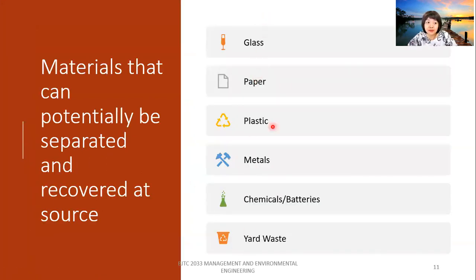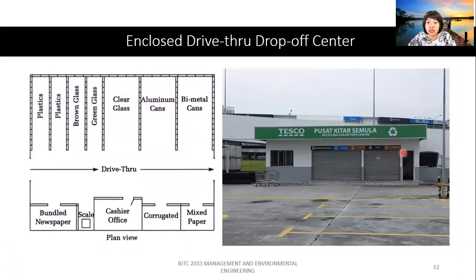So these are the materials that can be separated and recovered at the source, and then also can be recycled. We have glass, paper, plastic, metals, batteries, and also yard waste. Right. So this is one example of the drop-off centers. Sometimes when you go to Tesco, you can try to look for this. This one is located at Bukit Indah Tesco in Johor. Okay. So there are recycling collection centers that you can just drive through and put everything. All right.